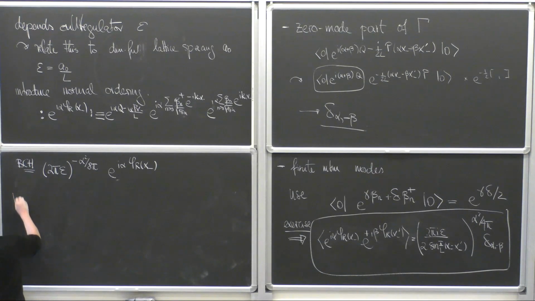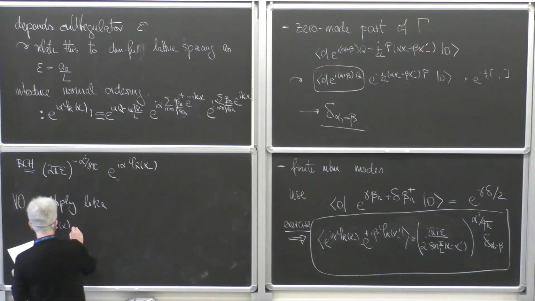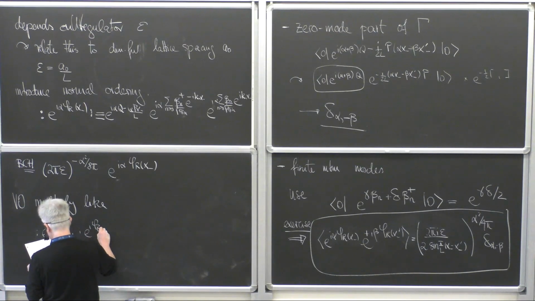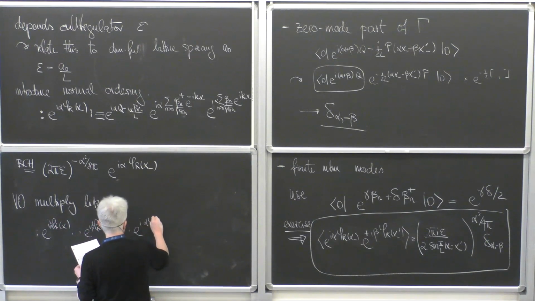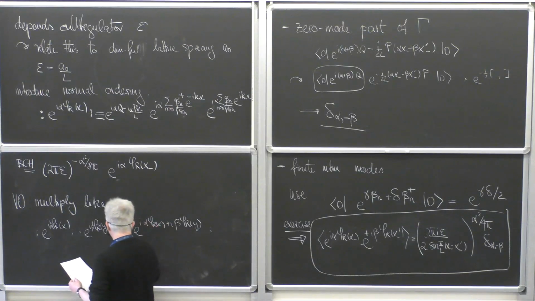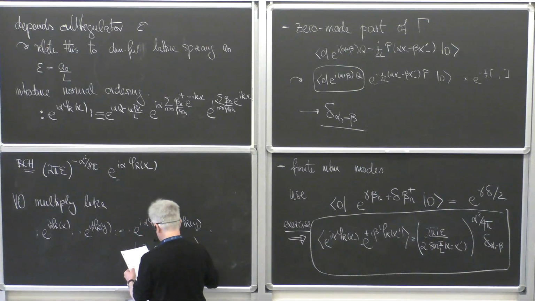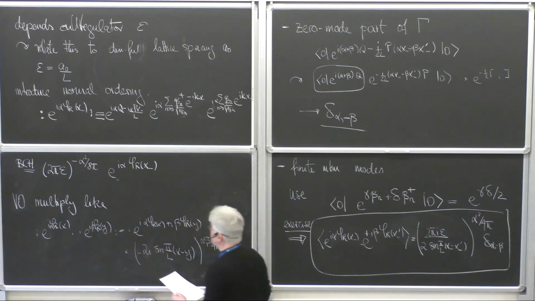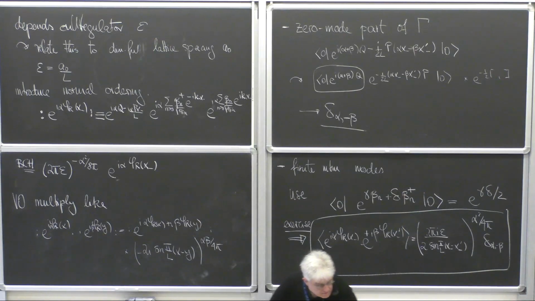Okay, and so finally, these vertex operators multiply like e to the i alpha phi right of x, e to the i beta phi right of y is e to the i alpha phi right of x plus e to the i beta phi right of y, normal ordered, and then you get an extra factor, minus 2i sine pi over L, x minus y. Something like this. We have this.